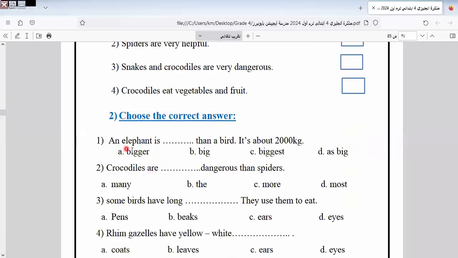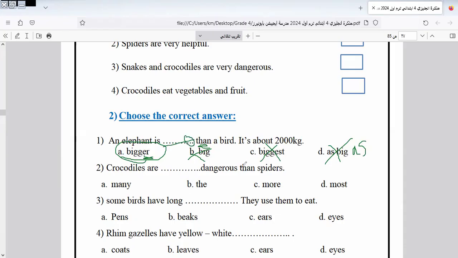Here we have, the elephant is bigger than a bird. It's about 2,000 kilometers. So here we have "than." Can you guess with me what I can select? Some of you think "big." Can we say "big"? We have "than." Check with me. "Big than" will be wrong. "Biggest"? We must have "than," so it's wrong. "As big"? We have "as," and we know "than" comes later, so "as" is wrong. So the answer will be "bigger." Why bigger, Miss Iman? Because as we know, adjectives of one syllable must take "-er" and then "than."